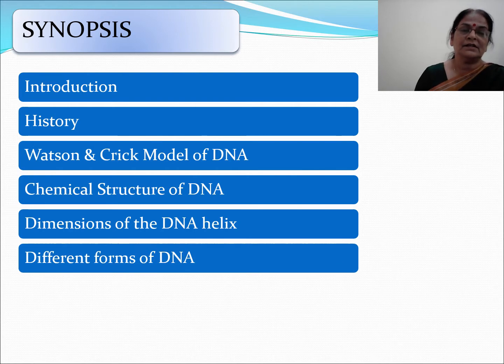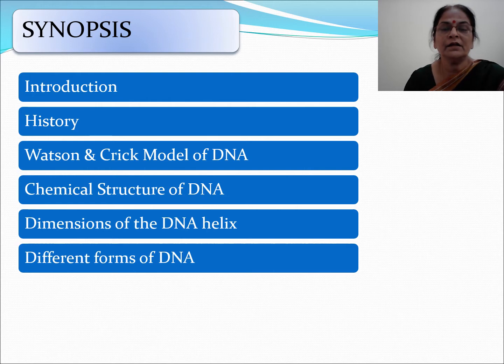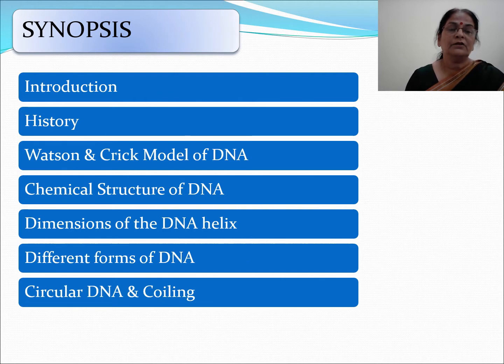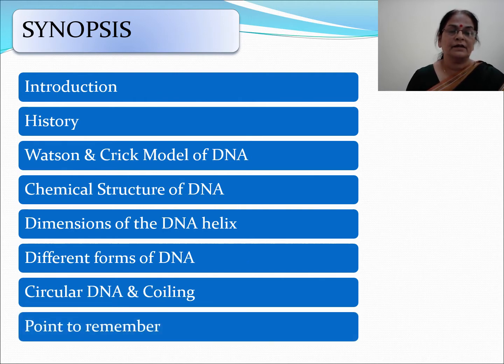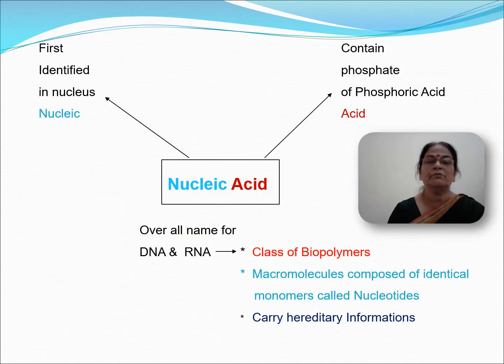Now this DNA, which basically consists of a polynucleotide chain, takes different forms because it is a coiled structure. This coiling may differ and give different forms of DNA depending upon the physical condition. Now there are circular DNA in prokaryotes and their coilings. And last is the points to remember. What are the important points you should remember?